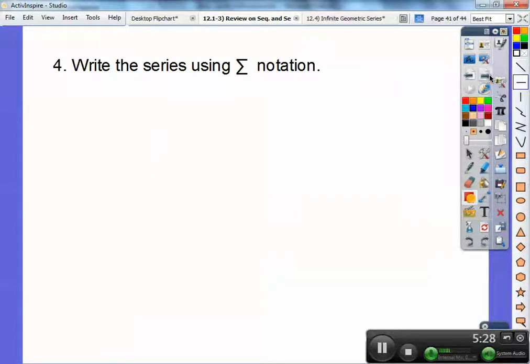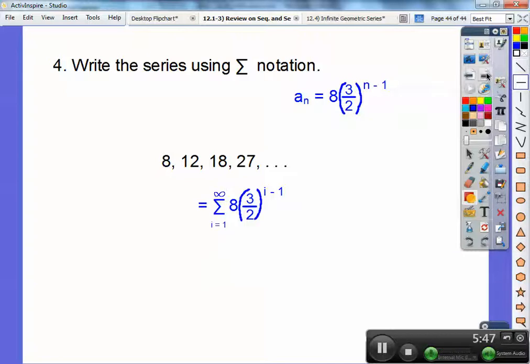All right, little bonus here. Write the series using sigma notation. Sigma notation is just you use your nth formula. My nth formula is right there. That was my first sequence that we started with: 8, 12, 18, 27. So here we go, there's the final answer right there.